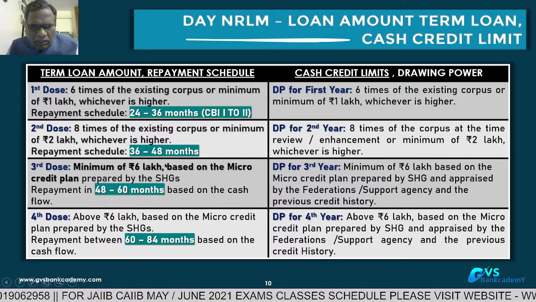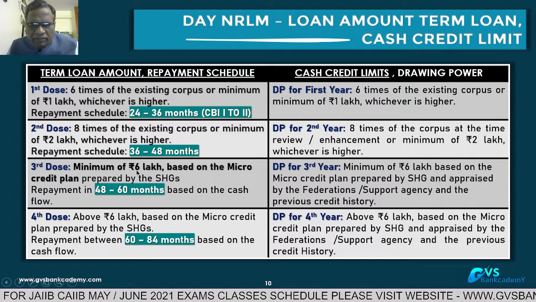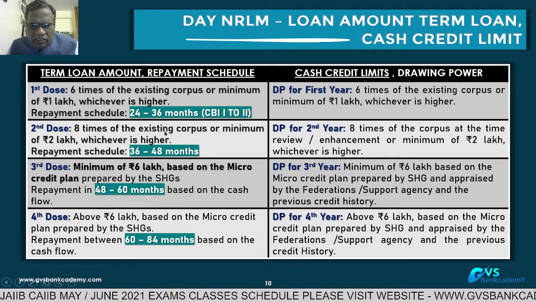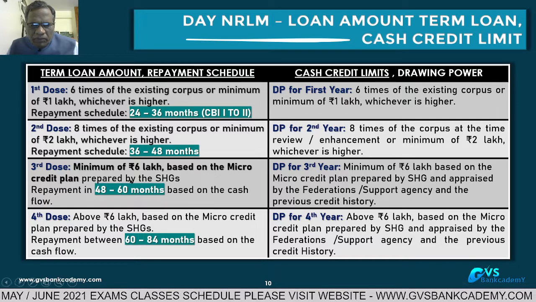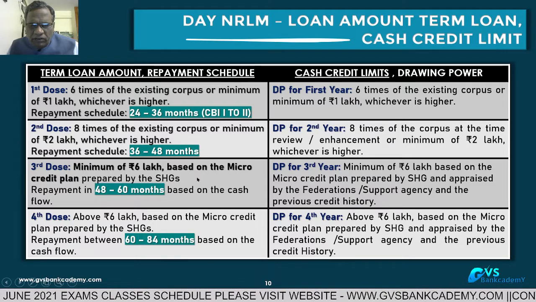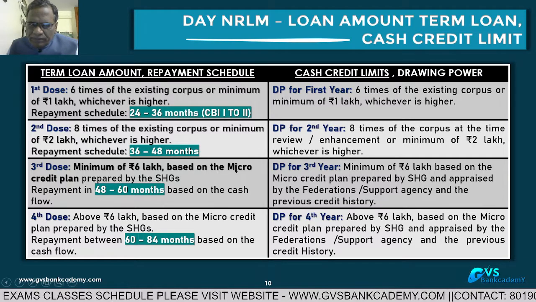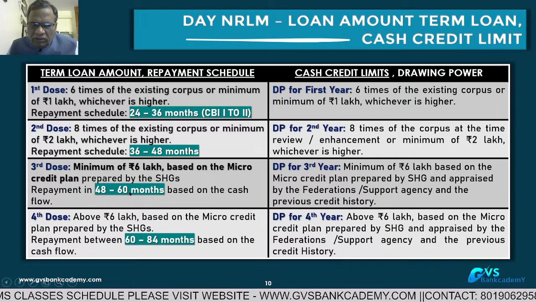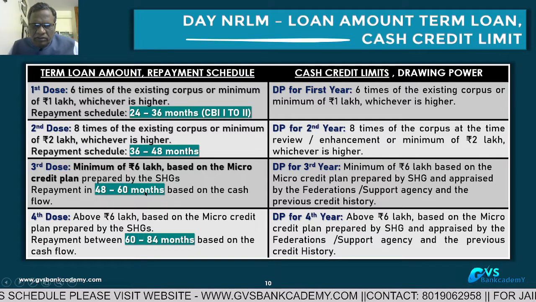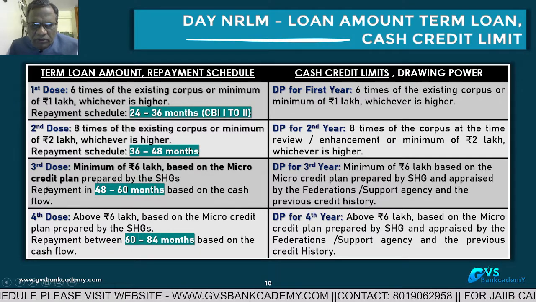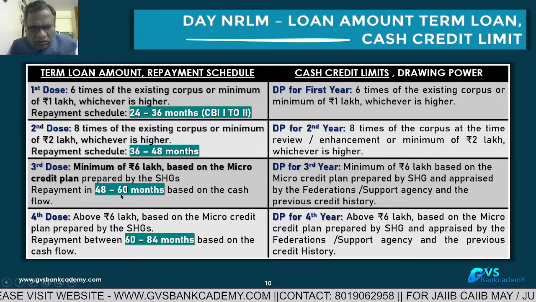Then third dose. After repayment or closure of the second loan, they are eligible for the third dose. Third dose is minimum 6 lakhs. Here it is not linked with corpus. Minimum 6 lakhs we can give based on the microcredit plan prepared by the self-help groups, and there is no cap on the maximum. Repayment is 48 to 60 months based on cash flow generation.